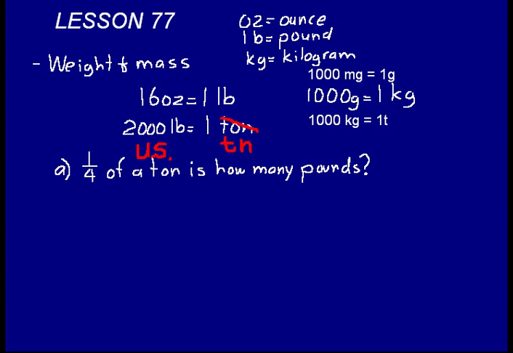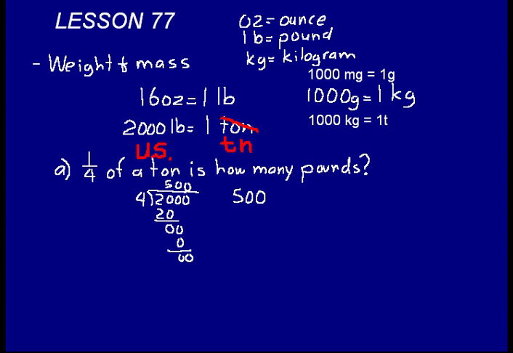So let's do this practice problem A here. It says 1/4 of a ton is how many pounds? We look up there and we see our conversion that 2,000 pounds is equal to 1 ton. So for 1/4 of a ton, we have to divide 2,000 pounds into 4 equal parts. Let's just do a division problem. 4 goes into 20 exactly 5 times. Bring down a 0. 4 goes into that 0 times. Bring down another 0. 4 goes into that 0 times. So it would be 500.